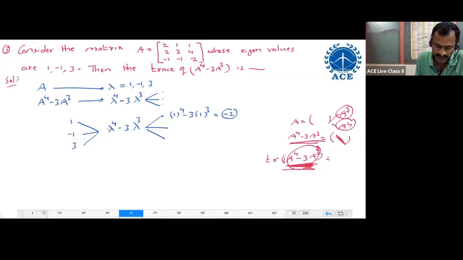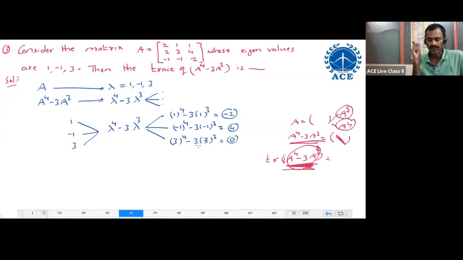Next, corresponding to minus 1: minus 1 power 4 minus 3 into minus 1 power 3 equal to 1 plus 3, which is 4. Next, corresponding to 3: 3 power 4 minus 3 into 3 power 3, which is 0.